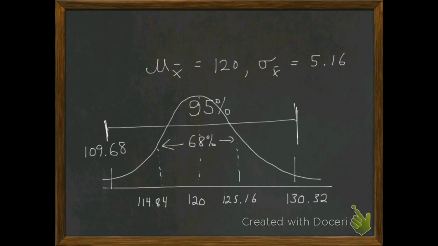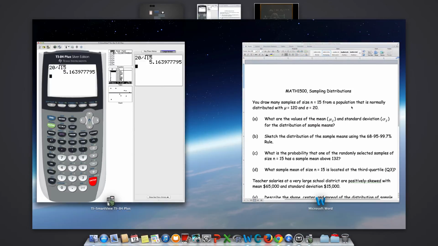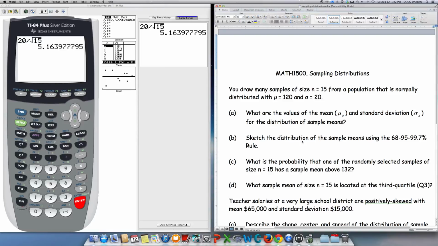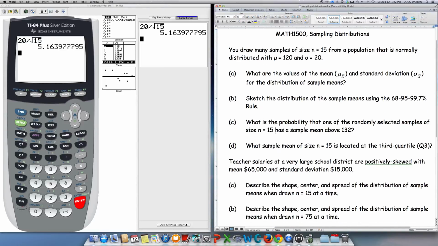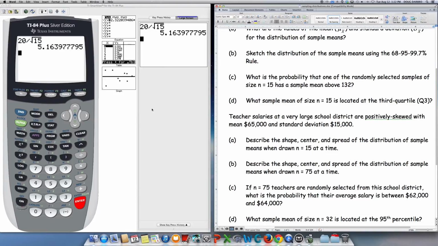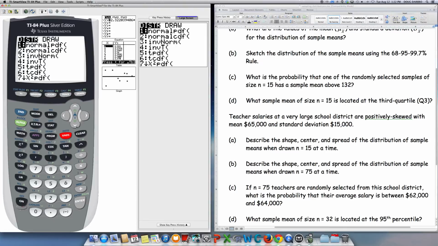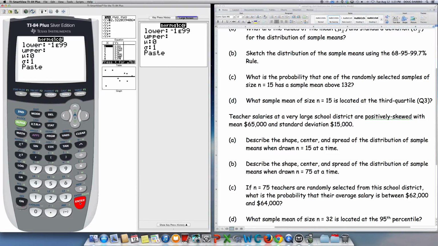So the answer to that is really just a matter of appreciating the fact that we're no longer working with the standard deviation, we're working with the standard error, and we just need to be able to add, multiply, and subtract. Okay, what is the probability? No-brainer. Get your students thinking. What is the probability? Starts with P. Use the P key. That one of the randomly selected samples of size n equal 15 has sample mean above 132. Well, above 132 means that my lower bound is going to be 132. My upper bound is going to be E99.